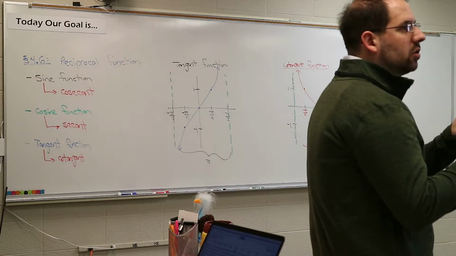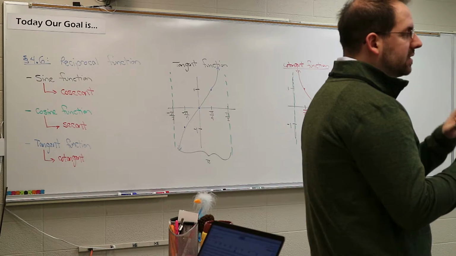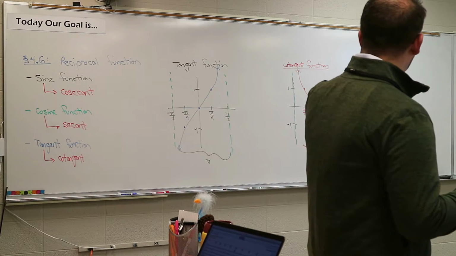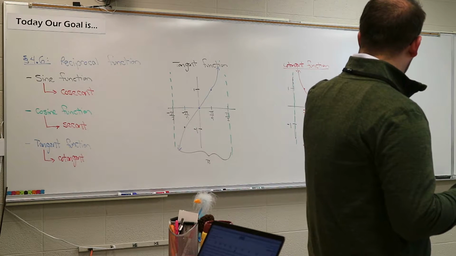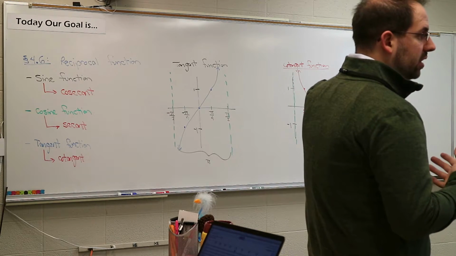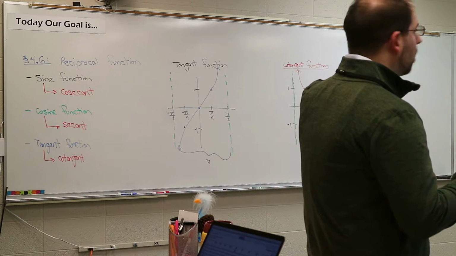Do we want to go back to secant or cosecant, or do we want to start with cotangent and work with that? Start with secant. Okay, cosecant. I think I'm going to start with this one because it's already drawn on the board, and then we'll go backwards.